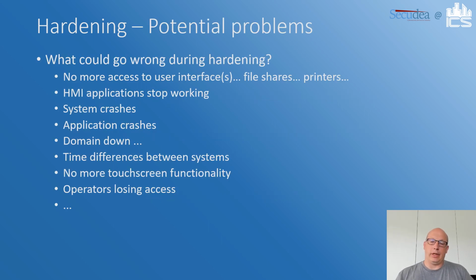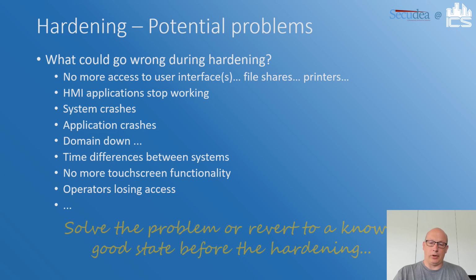There's also a list of potential problems that you can run into during the hardening. A lot of things can go wrong. For example, on the list here: no more access to user interfaces, no more access to file shares, printers. No more access to file shares is actually one of the most frequently occurring issues during hardening, because, of course, users want to have file shares. HMI applications can stop working, or your system application can crash. Sometimes you can even run into domain-wide problems, so the domain can go down or something like that.